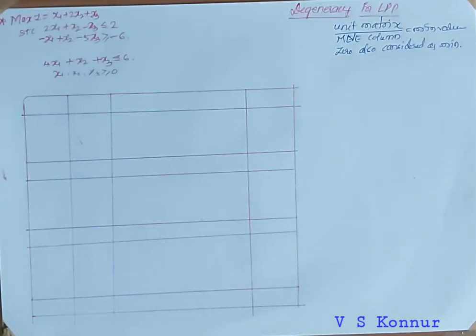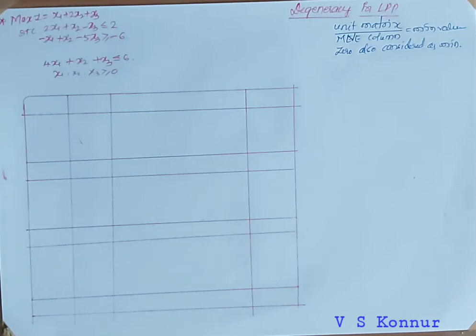Next type of problems are degeneracy in LPP, degeneracy in linear programming problem. What is called as degeneracy? We'll explain in the problem only. It is related to the tie in the minimum ratio. How to select minimum value when it is tie, that is called as degeneracy in linear programming problem.